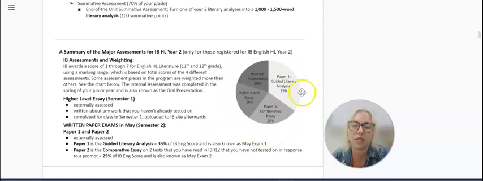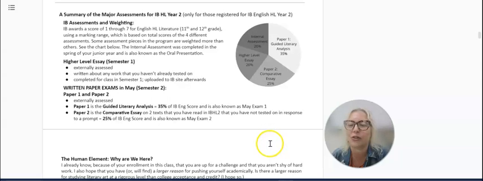All right, for those of you who are enrolled in IB Higher Level English, this is how your IB score is created. The higher level essay, which we're going to do first semester, is 20%. The internal assessment you did last year, that was 20%. And then these 2 are the timed writing exams in May, and they are worth the most, right? They're worth 60%, is it? Yeah, 60% of your score.